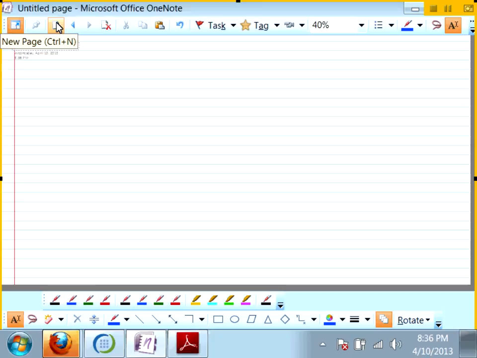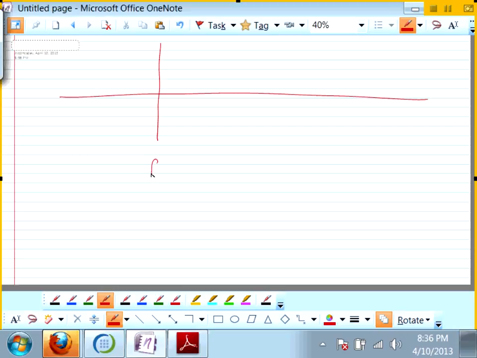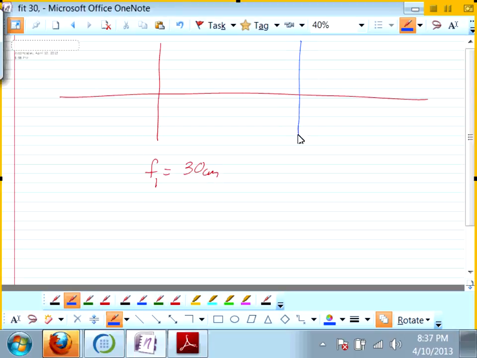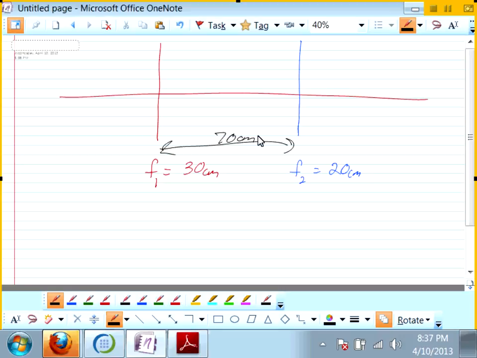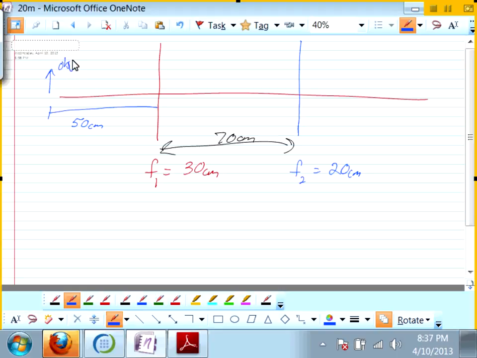Well, if one lens is so easy to do, now we have to do two lenses. So here's a converging lens. F1 is equal to 30 centimeters. And F2 is equal to 20 centimeters. And these two lenses are at a distance of 70 centimeters apart. And I'm going to put an object 50 centimeters in front of the first lens. Our goal is to find out where the final image is.